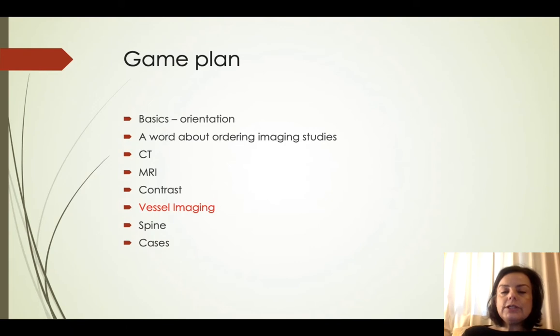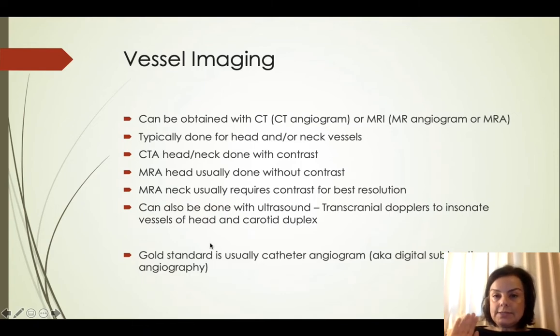And you know what we're going to do? We're going to talk about vessel imaging, and we're going to call it good. We're not going to go over spine or cases. Okay, so vessel imaging. This is important for stroke, for aneurysm, AVM, lots of things you guys are seeing, even in the spine. And so you can get vessel imaging with a CT or with MRI. CT angiogram, MR angiogram is what we call those, sometimes abbreviated CTA, MRA.